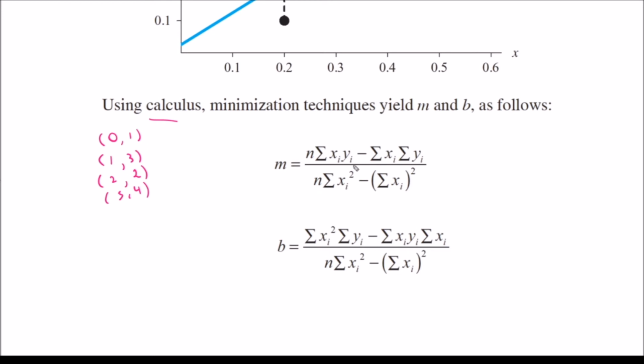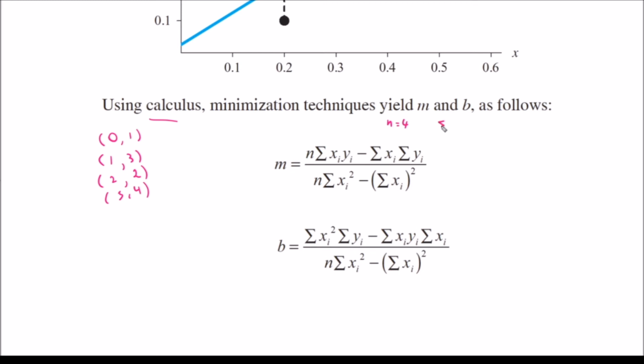So what do these mean? Let's say this part right here. I have 4 points, right? The 4 points, so n is 4. So I know n is 4. That is one thing I know. What else do I know? Well, to calculate these values.